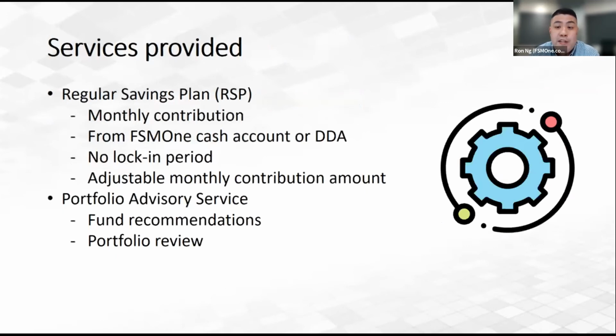Now, from the start of the session, we have mentioned RSP quite a number of times. And if you're still unfamiliar with how an RSP works on FSMOne, just understand that it is a monthly contribution plan where we can either deduct the monies from your FSMOne cash account or do a direct debit from your bank account to buy into the product of your choice. So there's no lock-in period for RSP, and you can adjust your monthly contribution amount anytime.